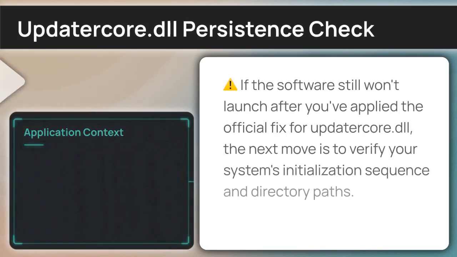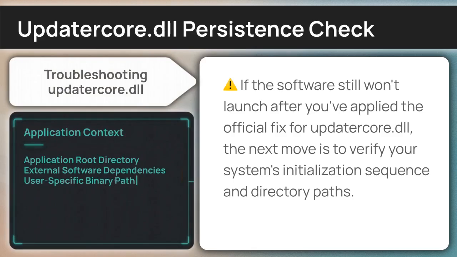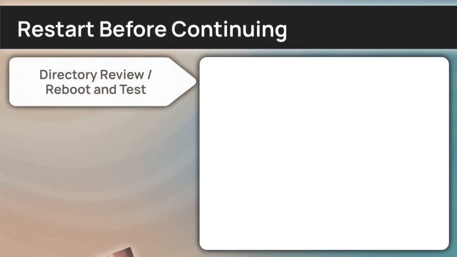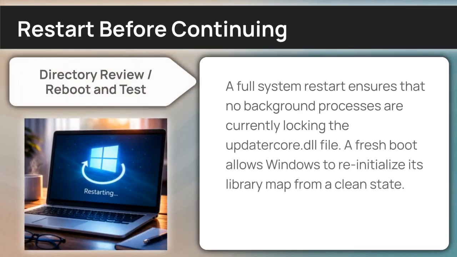If the redistributable repair didn't resolve the pop-up, the next logical step is to analyze the local environment for process conflicts. A quick reboot can determine if the error is transient. While it won't fix a deleted file, it can re-establish the connection between your software and the Updatercore library file if the path was temporarily busy.